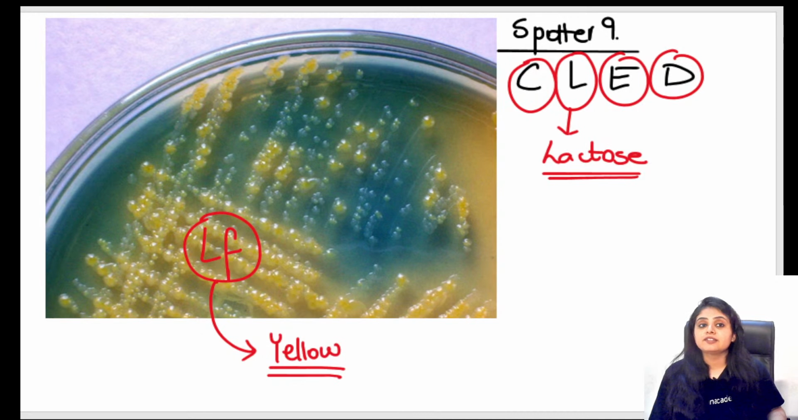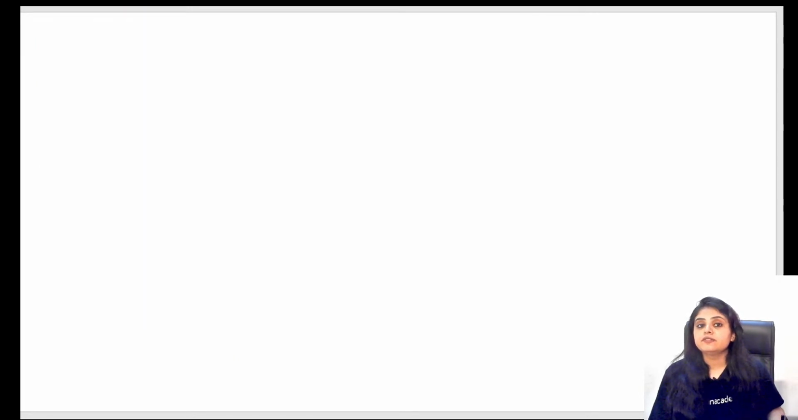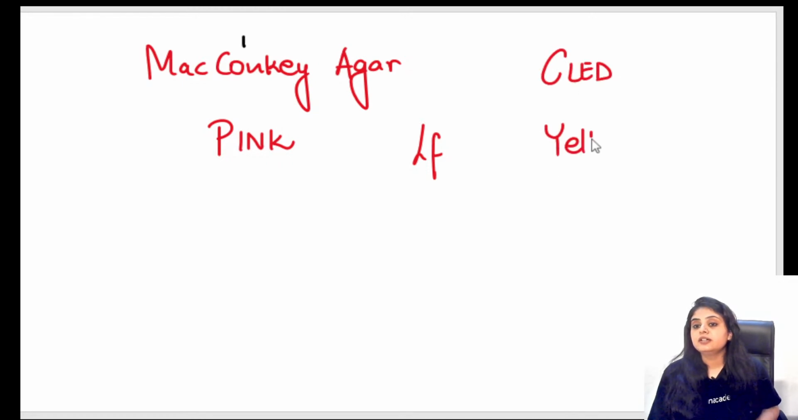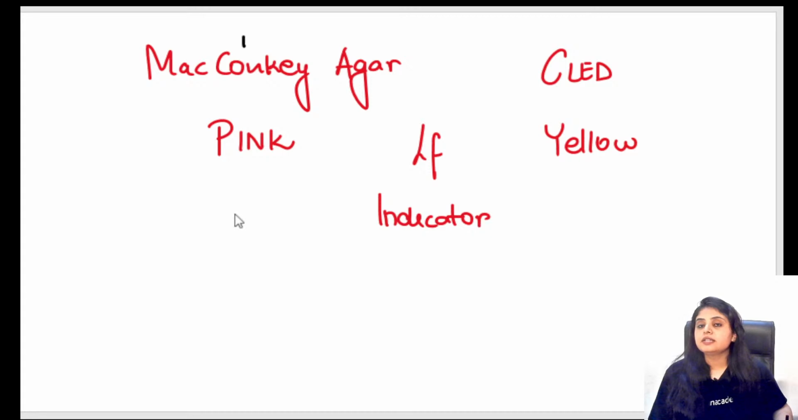So if I ask you the differences between these two, I think all of you can help me. Let's start number 1 with MacConkey agar. In MacConkey agar, lactose fermentation was giving a pink color, whereas in CLED media, lactose fermentation is giving a yellow color. Next, what was the color indicator in MacConkey agar? The color indicator was N, neutral red.